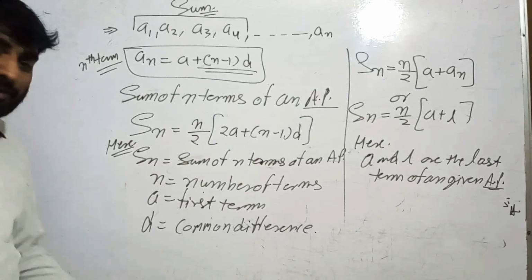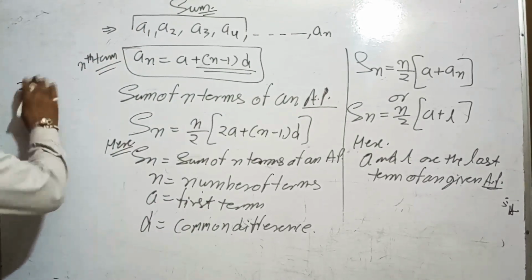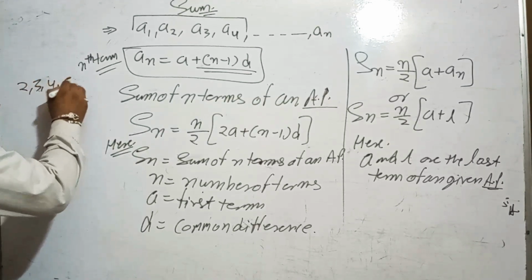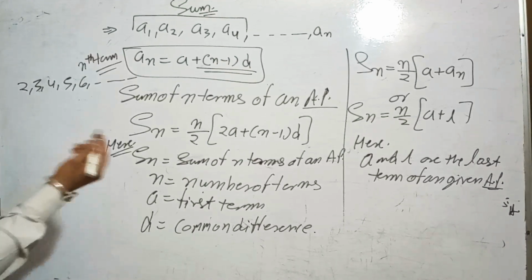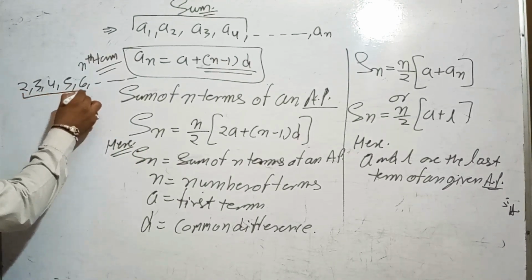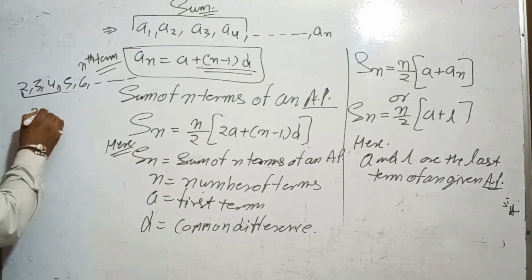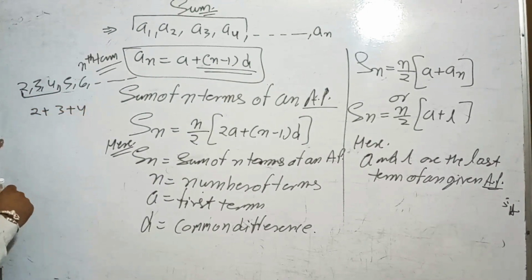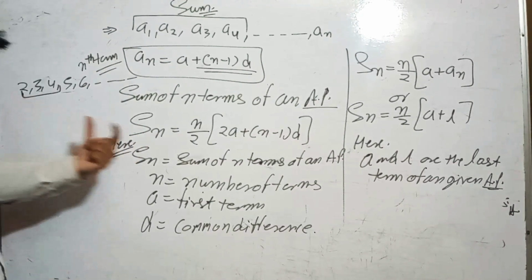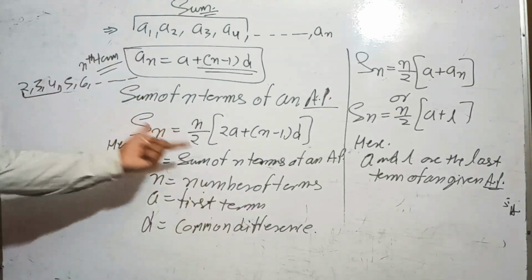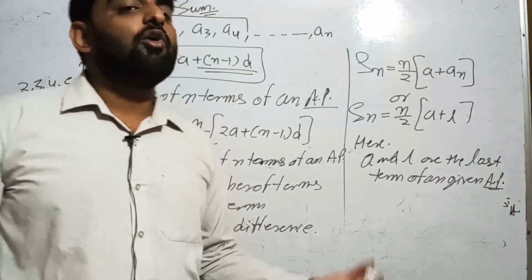So the sum, what does it mean, students? If we consider the AP 2, 3, 4, 5, 6 and so on, and you need to find the sum of the first 3 terms, you need to add 2, 3 and 4. You can easily add that, but you have to find the sum by this formula also, if very large numbers are there.